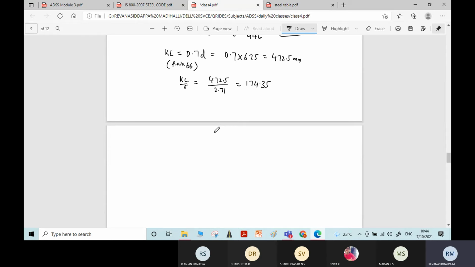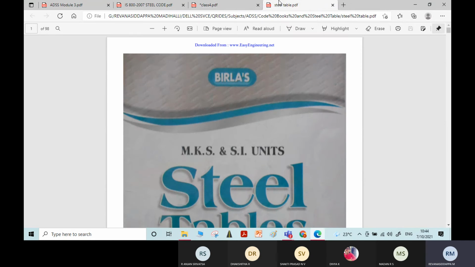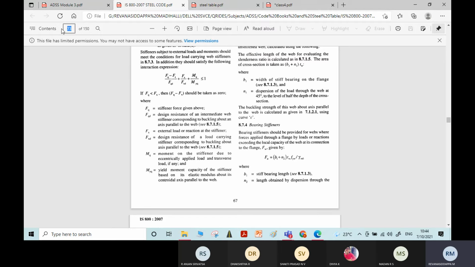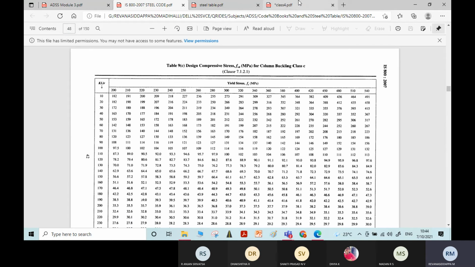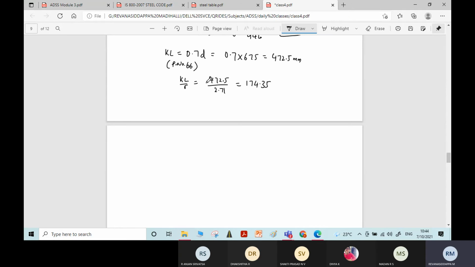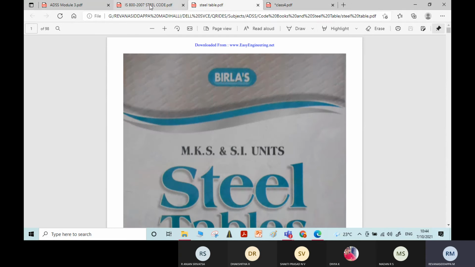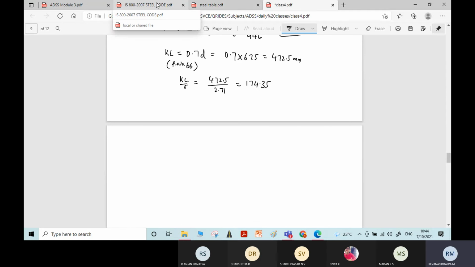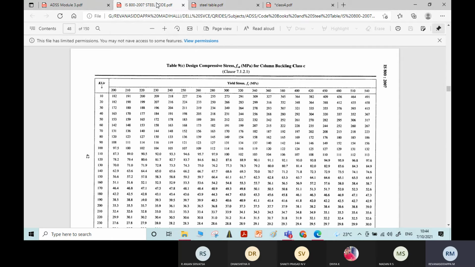Next, go to page number 42, table number 9 of the code book, and find the FCD value there. Refer to this table. KL by R value is 174.35 and Fy is given as 250. With respect to 174.35, you find the FCD value, the design compressive stress.